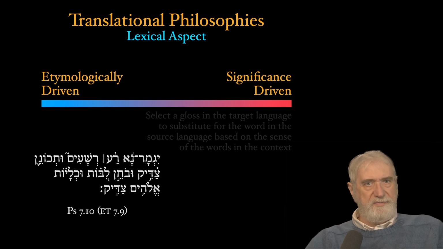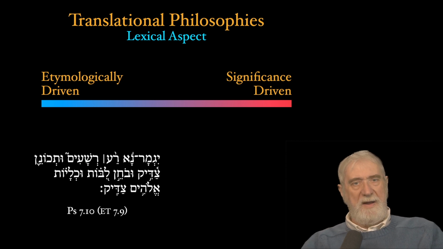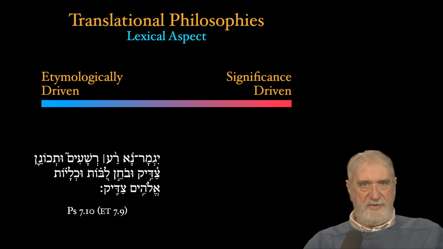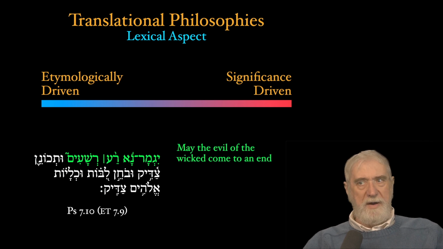So here's Psalm 7, verse 10. It's verse 9 in most English translations because the verse numbers are off. It reads, and here we'll translate it fairly woodenly, fairly stiffly here for the sake of this exercise. So the first phrase would be rendered something like, "May the evil of the wicked come to an end."